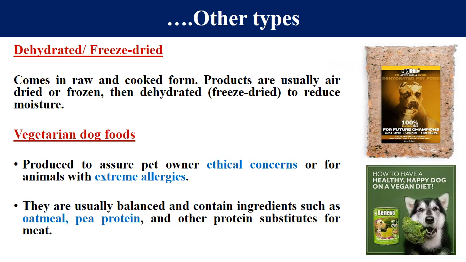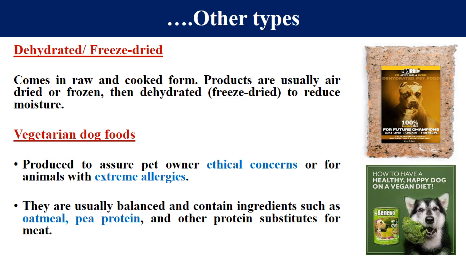There are still other varieties of pet foods like dehydrated or freeze dried. They come in raw and cooked form. The products are usually air dried or frozen and then dehydrated by freeze drying to reduce moisture. So this kind of dehydrated or freeze dried pet food is also there.